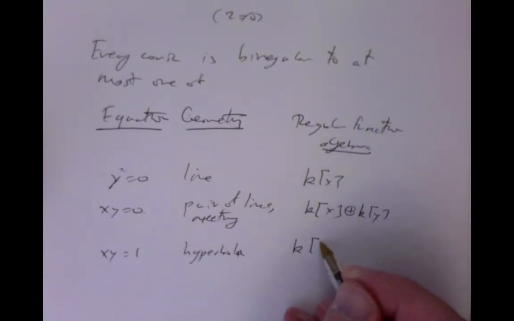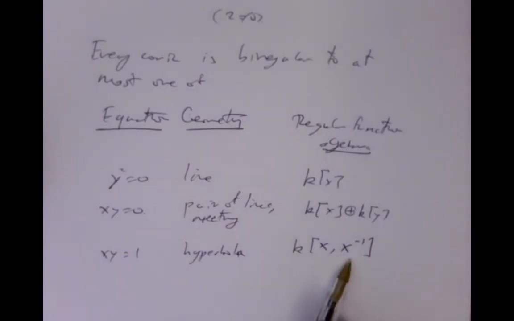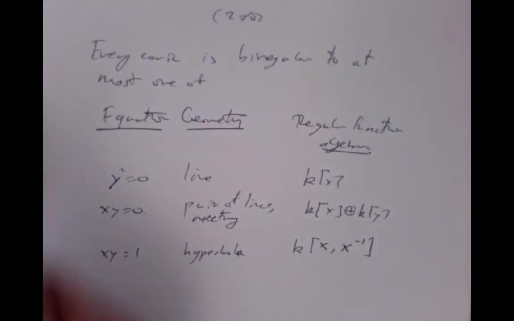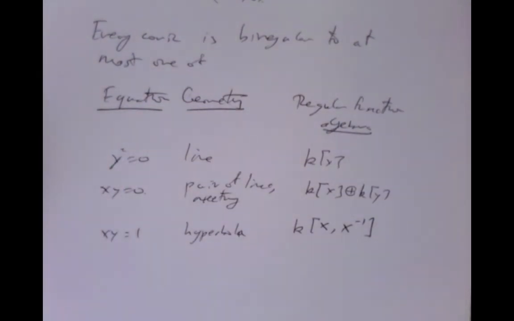And so it's actually the field we described before, given by x and x inverse, because it's all the x's and y's, but every time a y hits an x, you can use this rule to simplify when you're on the curve. When you're on this curve with this equation, y is always 1 over x, and so it becomes polynomials in x and x inverse.